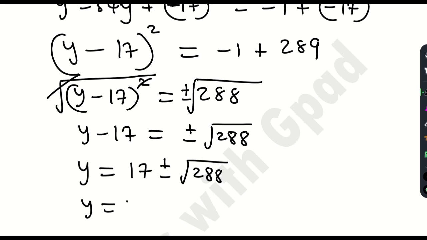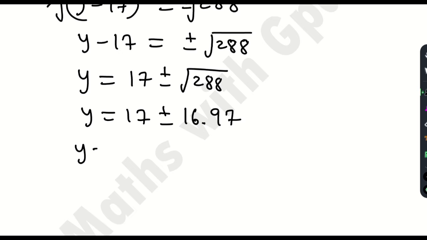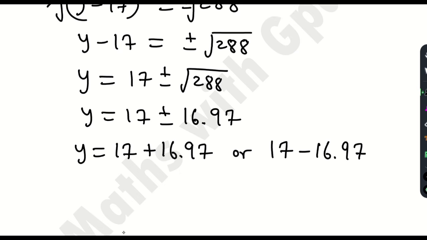Okay. Now let's find the square root of 288. So y is equal to 17 plus or minus. What is the square root of 288? Let me use my calculator. So that's 16.97, correct to 2 decimal places. Okay, so it means that y is equal to 17. Remember, this is plus or minus. So plus 16.97 or 17, then the other sign minus 16.97. So y is equal to, when you add this, I'm going to have what?